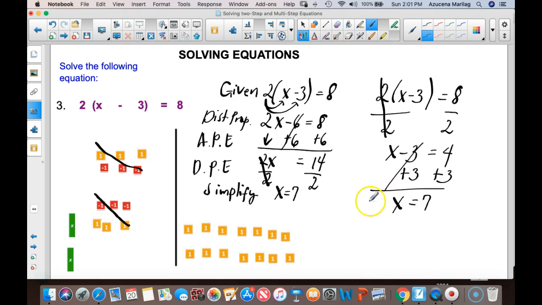So the same answer, different method, whichever you're more comfortable with, go with it.